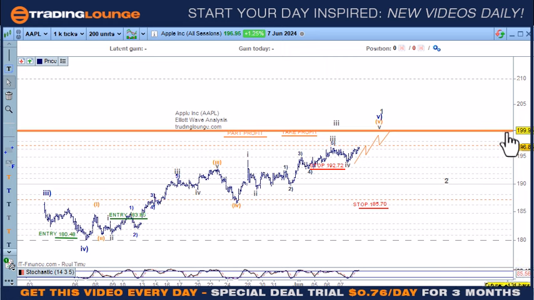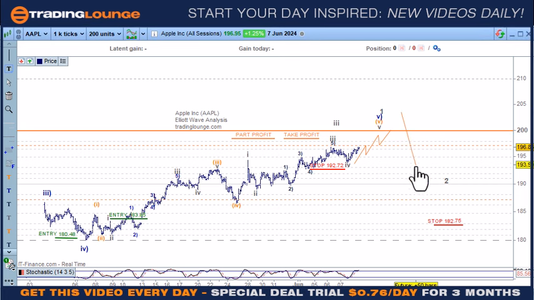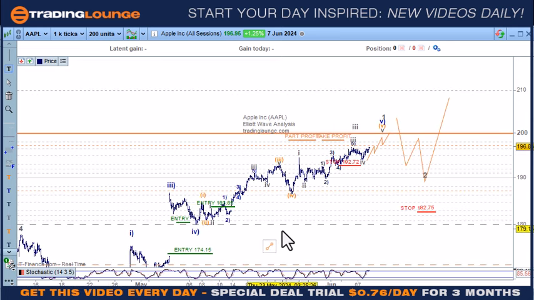Obviously coming into the 200 is where you need to take profit or take part profit. If you're going to take part profit, then you want to leave the stop well out of the way over here, because we will be going higher. Once this is finished here, there will be some type of correction. It may not be that big, but I think we need to allow for the main area here for this.